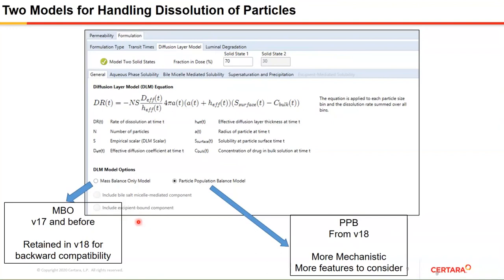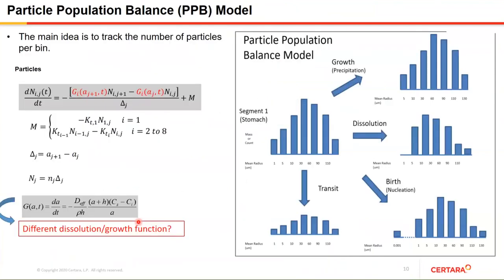So from version 18, we have implemented the particle population balance model. It is much more mechanistic and has many more features to consider. The major point of this model is that we can now track both the mass of the drug which is dissolving, transiting, or absorbed, as well as the particle count. So we can track the number of particles transiting from one segment of the ADAM to another segment. The main idea is to track the number of particles, and these are the equations.